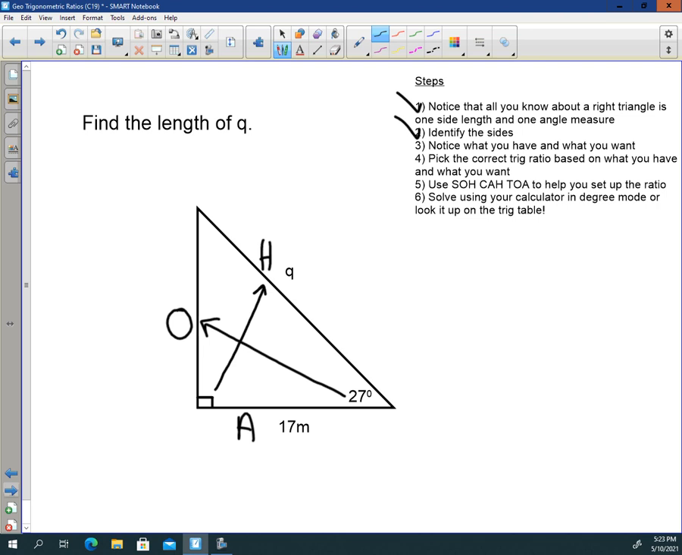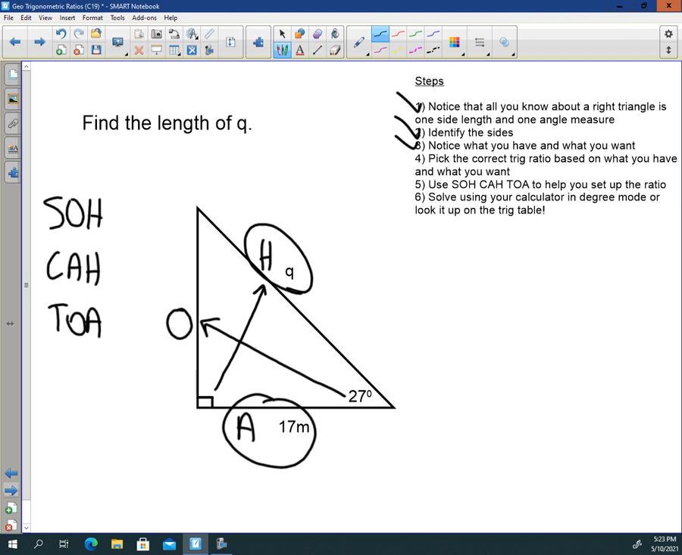Now what I notice is what I have is the adjacent, and what I want is the hypotenuse. So I'm going to pick the correct trig ratio by remembering that there's a sine, a cosine, and a tangent. And I can remember them by remembering SO, CA, TOA. Okay, well, I have the adjacent and I have the hypotenuse. So sine is out because it's got the opposite and I don't know anything about that. And tangent is also out because it's got the opposite in it. So cosine is the one that I'm going to use this time. So I have picked the correct trig ratio.